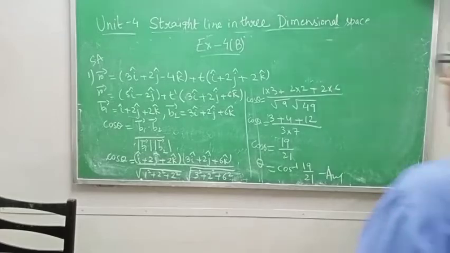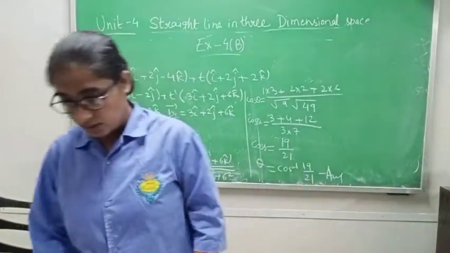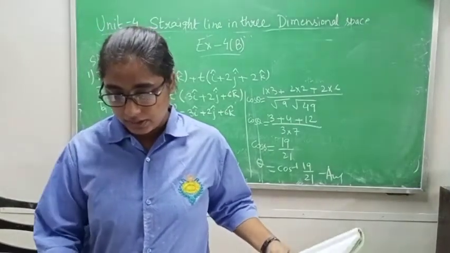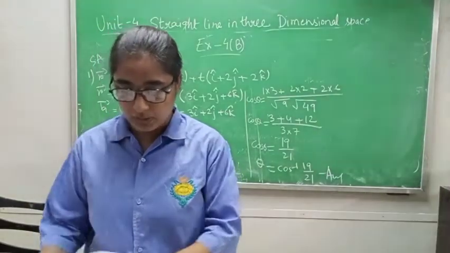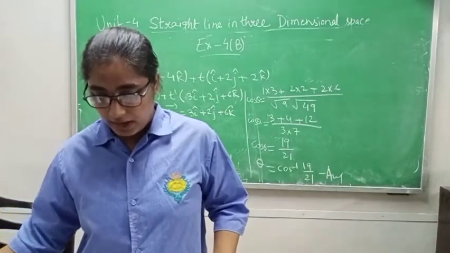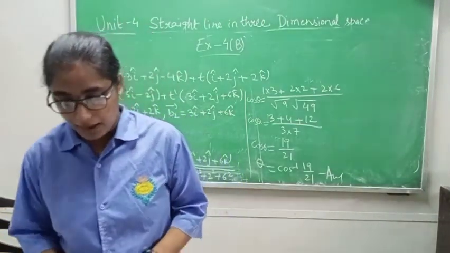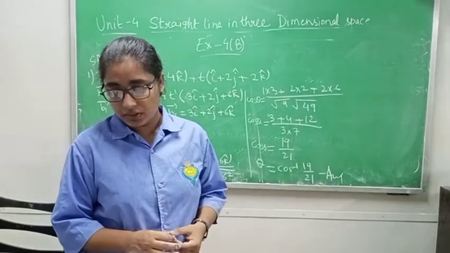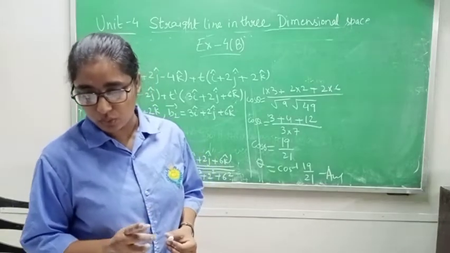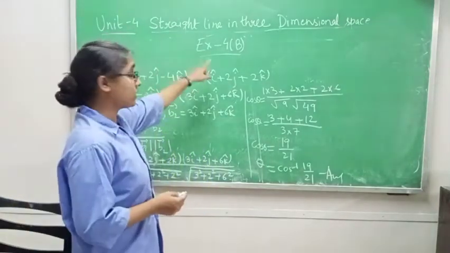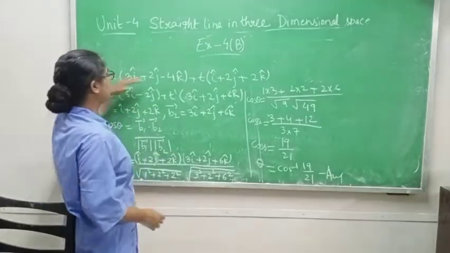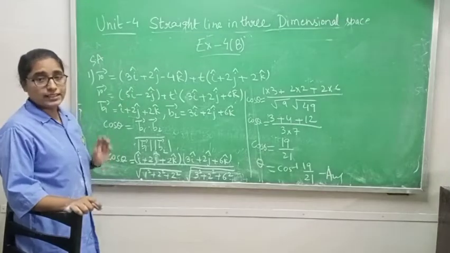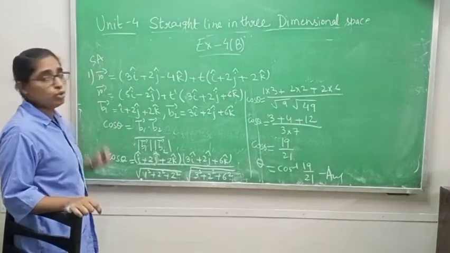Now class 12, read the short answer questions. Question number 1. It is written, find the angle between the following pair of lines. r vector is 3i cap plus 2j cap minus 4k cap plus t times i cap plus 2j cap plus 2k cap, and r vector equals 5i cap minus 2j cap plus t dash times 3i cap plus 2j cap plus 6k cap, of exercise 4B. So r vector is given this, the next r vector is given this, and they are saying to find the angle between these two lines.